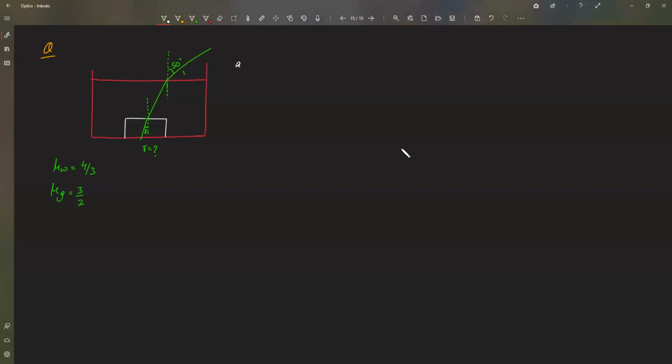So when it is traveling from air to water, it is 4 by 3. I mean, it's already given. Mu of water and mu of glass is already given there. So here in between it is traveling from water to glass. So that is the problem. There will be a refraction, and the angle of refraction in medium 1 will be the angle of incidence in medium 2.